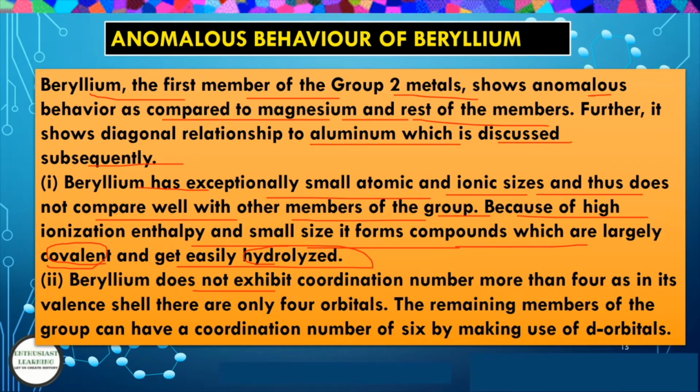Beryllium does not exhibit coordination number more than 4, as in its valence shell there are only 4 orbitals available. The remaining members of the group can have a coordination number of 6 by making use of d orbitals.